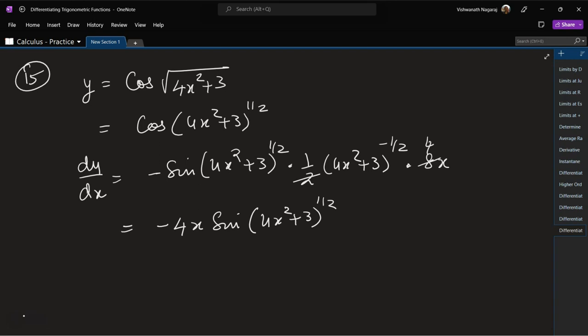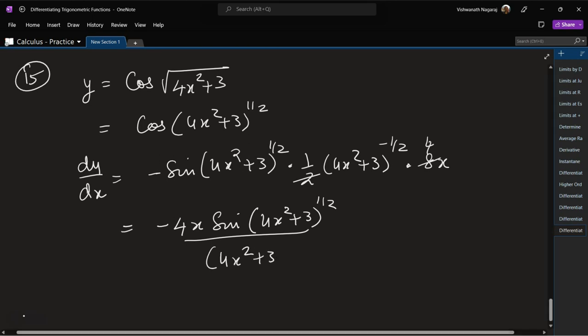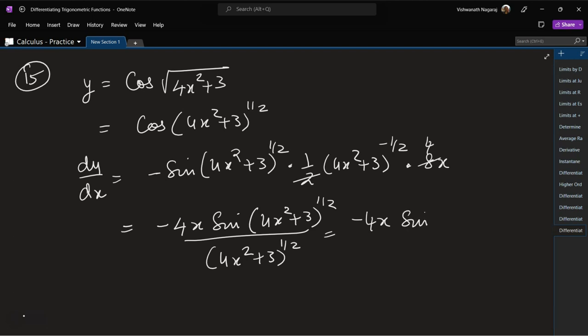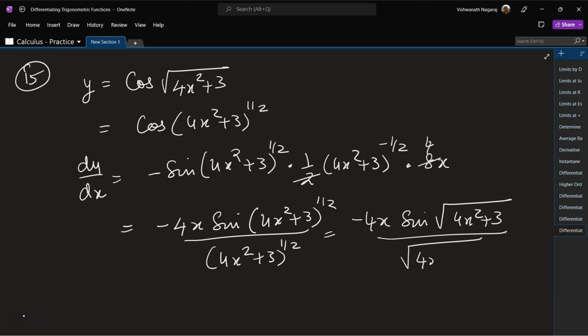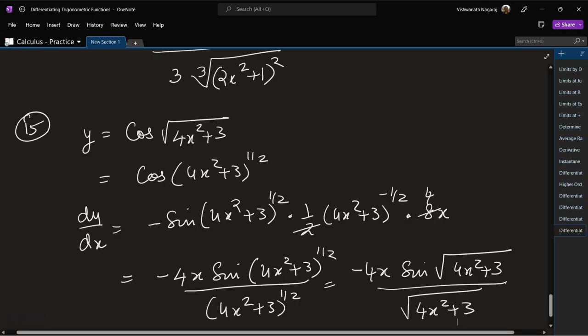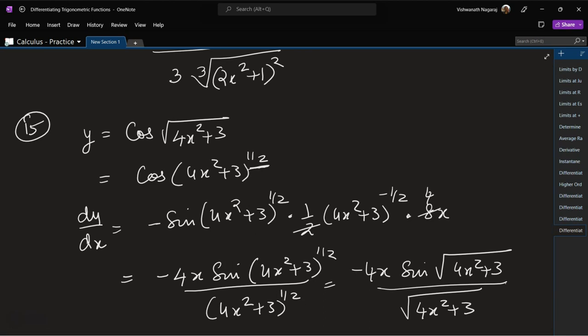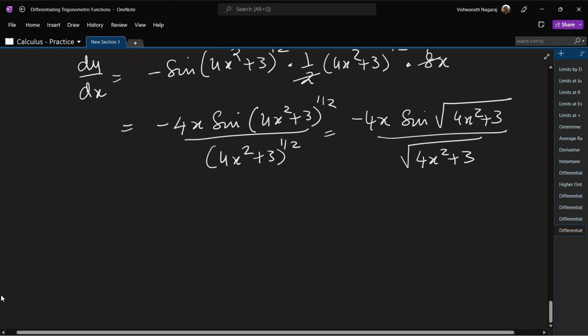by 2, and this is negative exponent, so let's take it down. So 4x square plus 3 to the power of 1 by 2, or we can write it as minus 4x sine of square root of 4x square plus 3 divided by square root of 4x square plus 3. Okay, so here the important thing is, make sure that you understand this 1 by 2 applies to 4x square plus 3 and not to cos. Okay, so that was the 15th one. 16th.